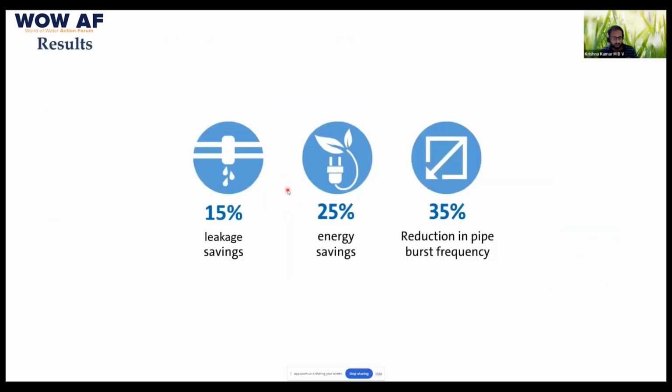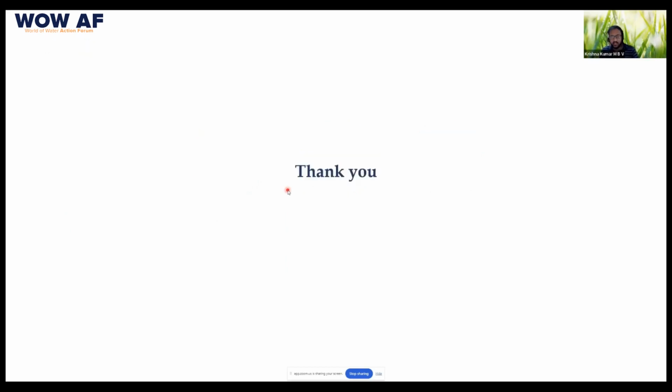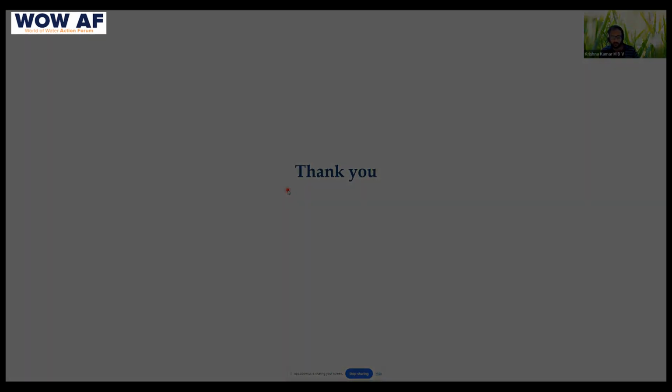The results, yes, as I explained: 15% leakage saving, 25% maximum energy saving, and 35% reduction in pipe burst frequency. This is on a general scale where we have learned from our 100 proportional pressure systems across the globe. So with this, I'm ending my presentation, and I can take questions. I hope I have given some good inputs on the concept.